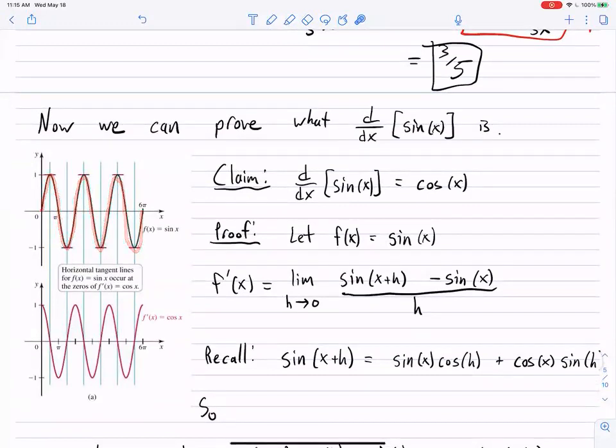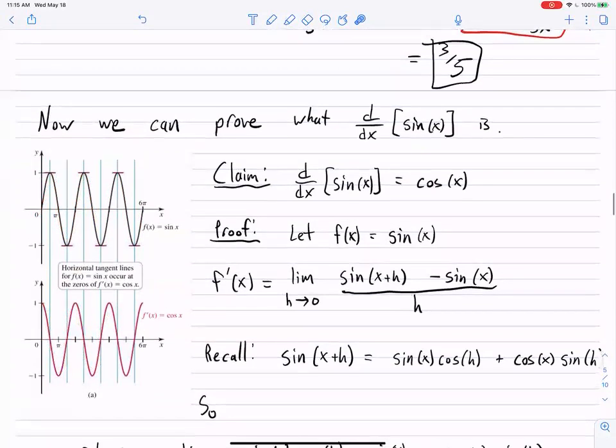If you look at the graph of sine of x, the derivative is positive and then 0, and then negative, 0, positive, 0, negative, 0. So it's kind of cyclic. And so the derivative is cosine of x, and we're going to prove it.